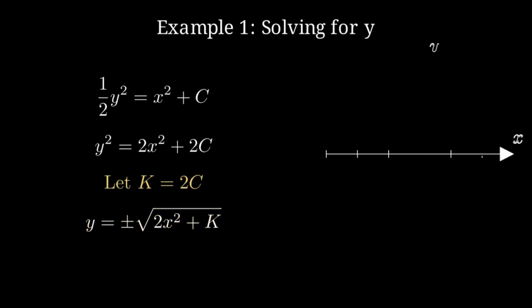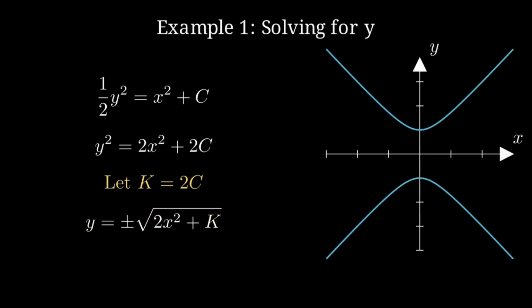Note that 2 times c is still just a constant, which we can rename k for simplicity. Our final general solution is y equals plus or minus the square root of 2x squared plus k. This represents a family of hyperbolas. Let's try one with an initial condition.